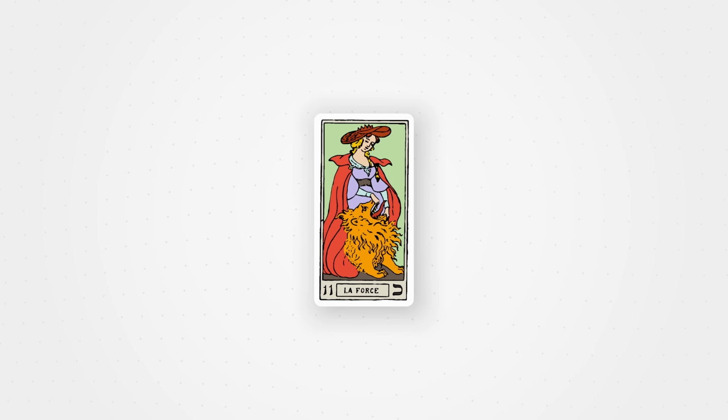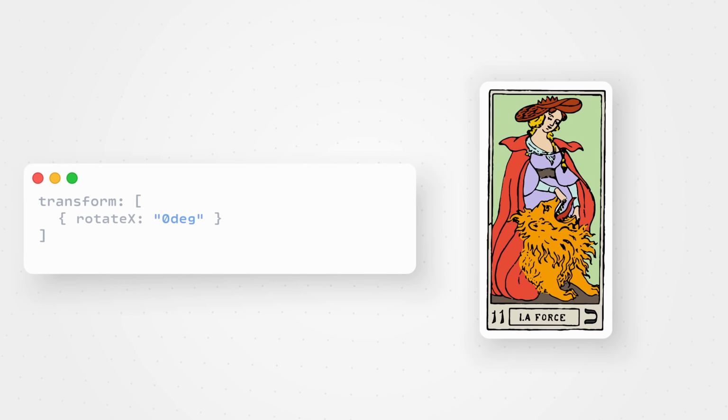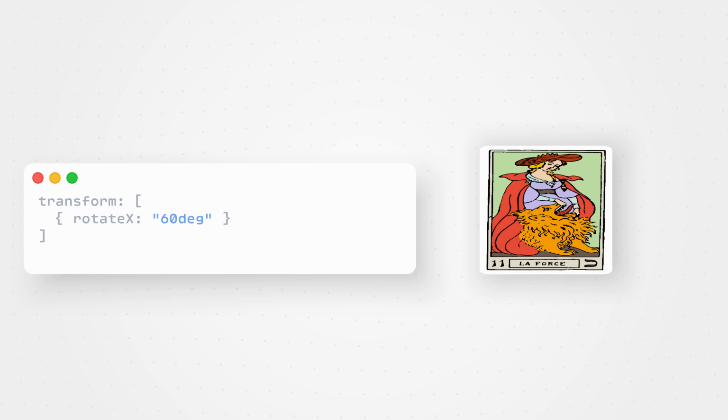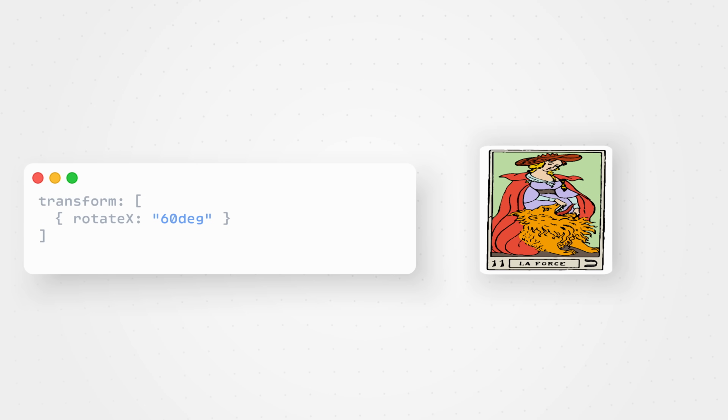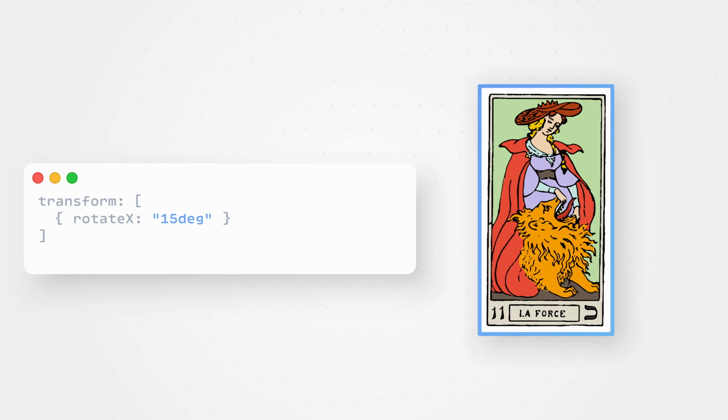Now, the first transform we would like to apply is a slight rotation on the x-axis to give it a nice 3D effect. However, you can tell that this looks a bit strange. Why is that? If I draw lines across the corners of the card, we always get a rectangle. This is because we are missing the perspective transformation.